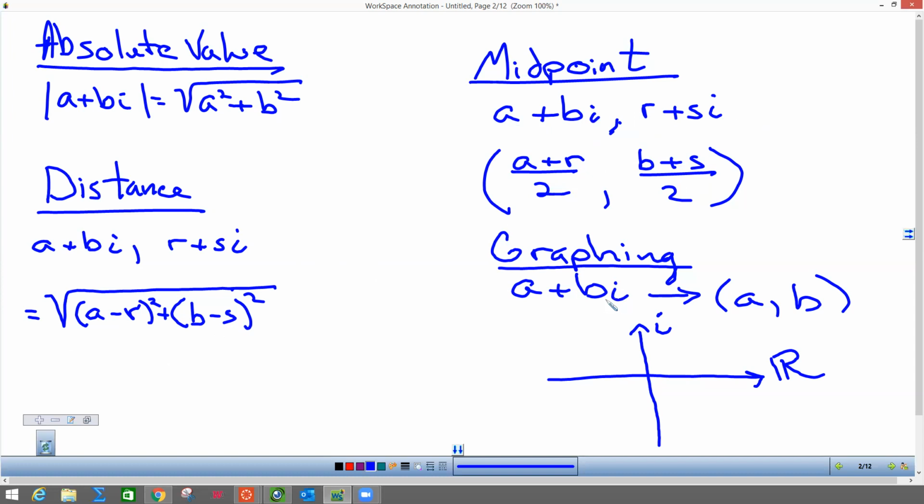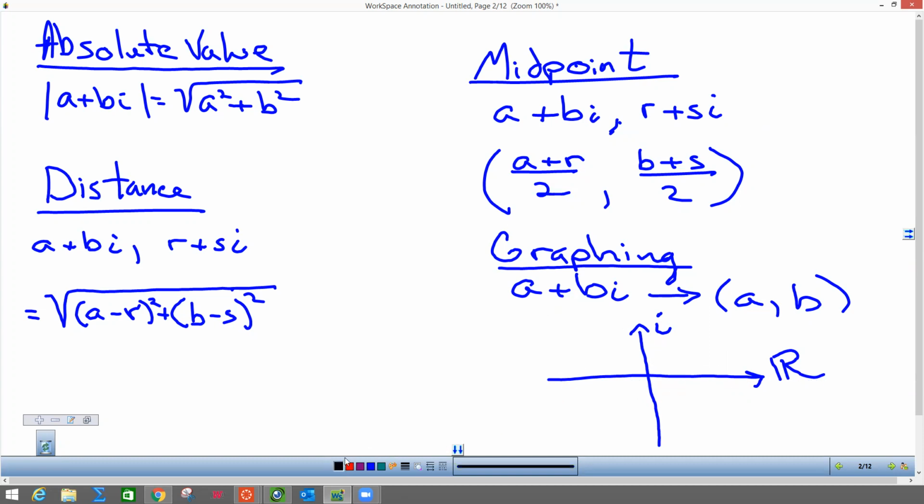And then graphing is the same thing. We think of a plus bi as being (a, b). If you notice, I've changed the y-axis to the i, because whatever the number is that goes with the i is the y value, and whatever number doesn't have an i with it, that is the x value.